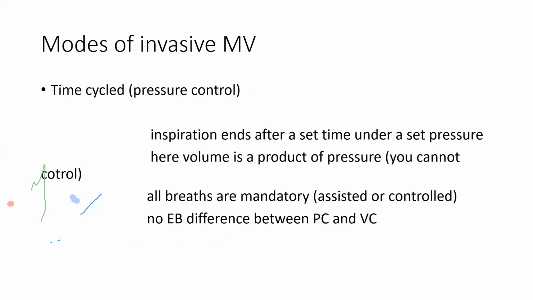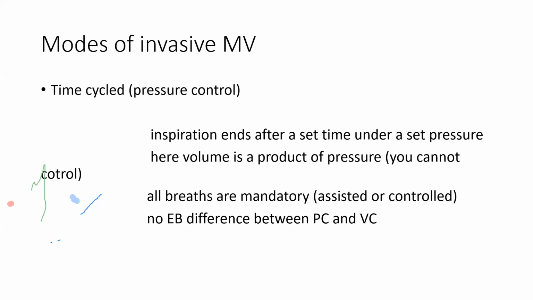Another popular mode and basic mode of assist control, which means all the breaths are mandatory also, is the time cycle. Time cycle means that after a given time that you get to decide when you are setting your ventilator, after a given time under a certain pressure you also set, then the inspiration ends and expiration begins. This is why we call it time cycle, because it ends after a given time.